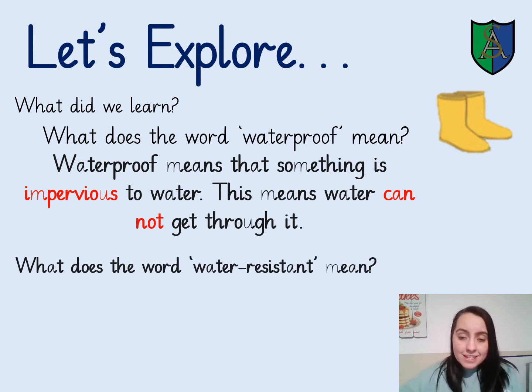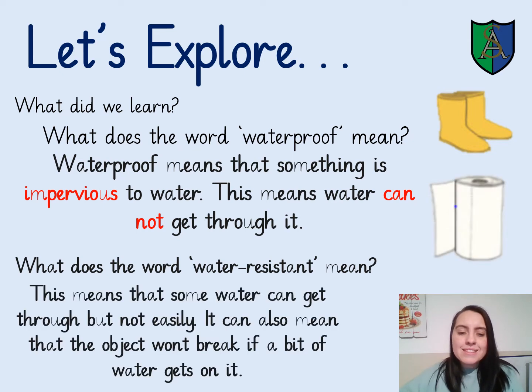Water resistant, on the other hand, means that some water can get through it, but it doesn't get through it easily. And it means that if the object or the material has a little bit of water on it, then it won't break. If we think about kitchen roll, sometimes we can use kitchen roll to mop up spillages in our kitchen or wherever, and if a little bit of water gets on it, then it's fine, but if too much water gets on it, then it will start to break. So we've just got to think about the idea of waterproof and water resistant.